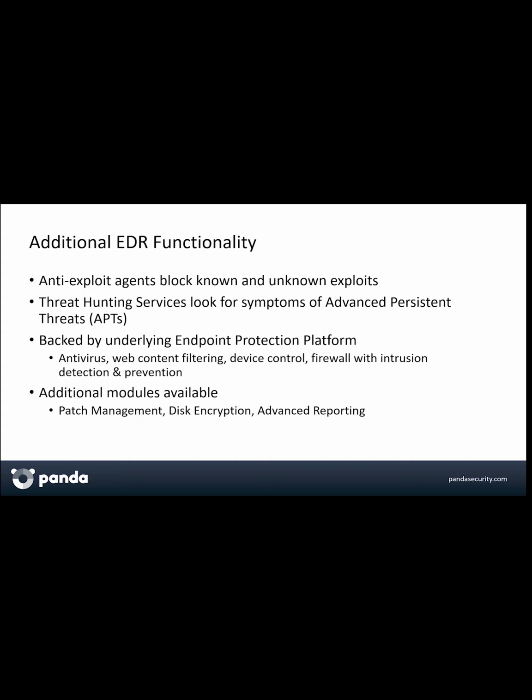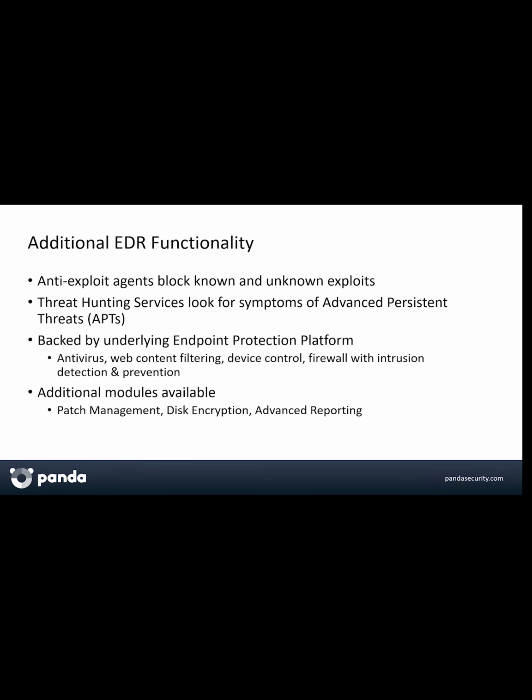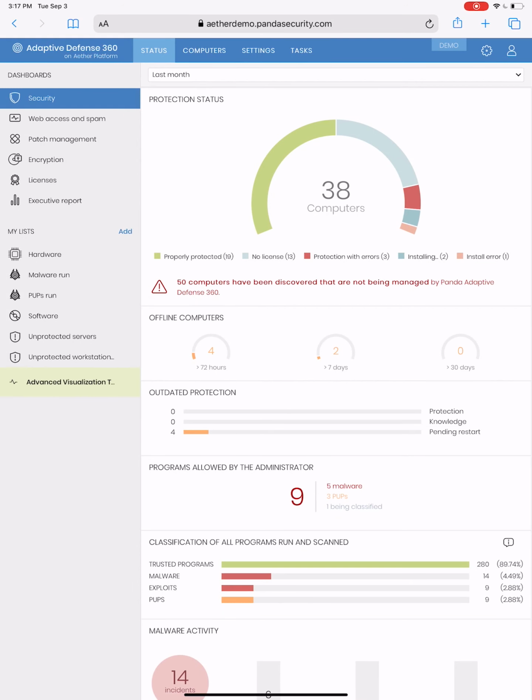This is then backed by the underlying endpoint protection platform functionality, which covers basic AV to capture the known bads, web content filtering, device control, and then firewall with intrusion detection and prevention. We also provide additional modules that we will be going over, including full patch management, disk encryption through BitLocker management, and advanced reporting of all the telemetry and metadata that the agents collect through either the advanced visualization tool or through the full data analytics platform if you want to ingest network and firewall logs to visualize all information throughout your entire environment.